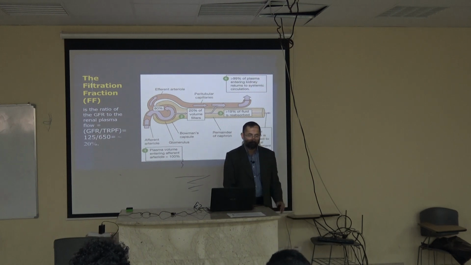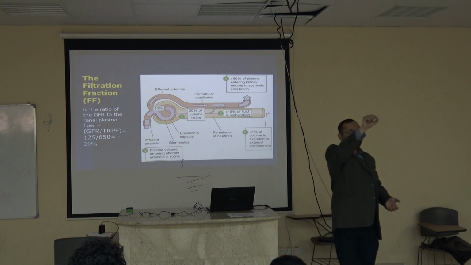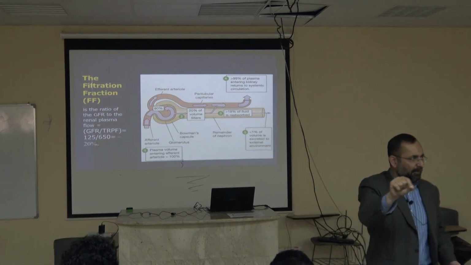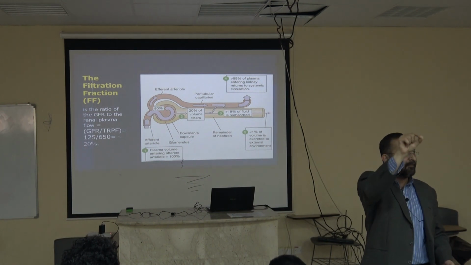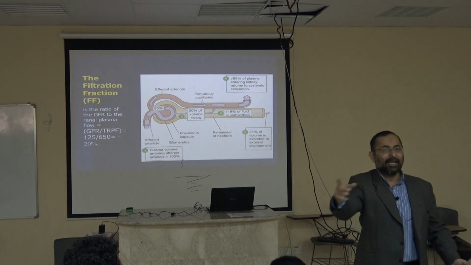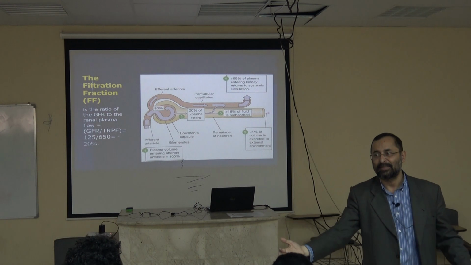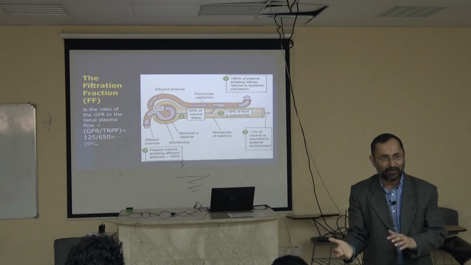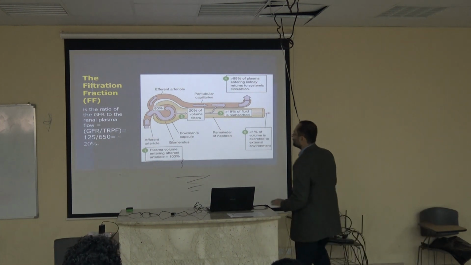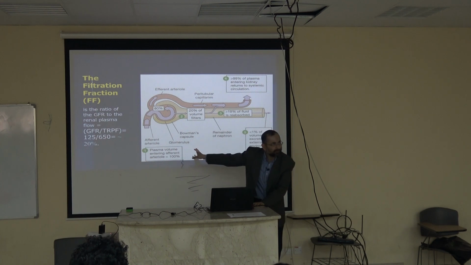So filtration fraction is basically the ratio. If you write GFR and divide the GFR by renal plasma flow, 125 divided by 650, this is the ratio, and that gives you 1/5. And 1/5 means 20%. So filtration fraction is 1/5 or 20%. This is simple. Is that clear to all of us?